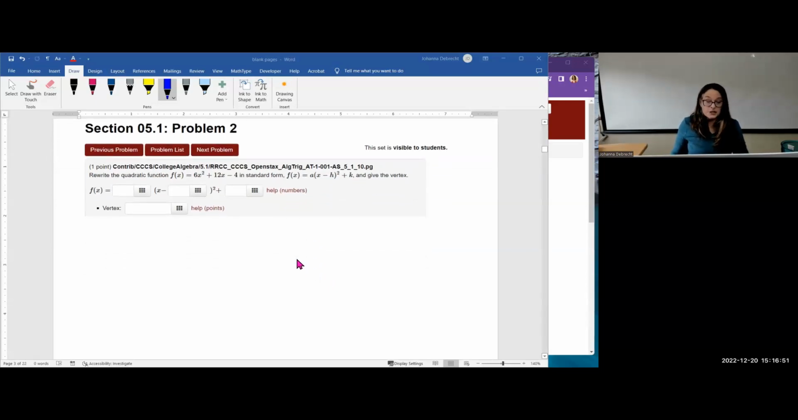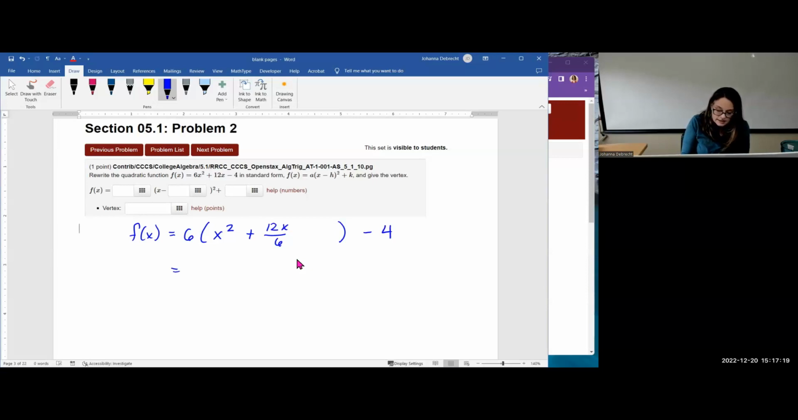So the first thing we need to do is complete the square. And when we complete the square, the first thing we want to do is factor the a out of the x squared term and the x term. So we're going to take the 6, and this becomes 1x squared in parentheses plus, and again, this is like a 12x divided by 6. And so this gives us, in effect, 6 times x squared plus 2x plus some stuff minus the 4.